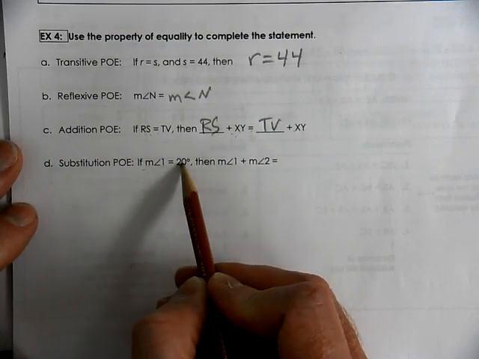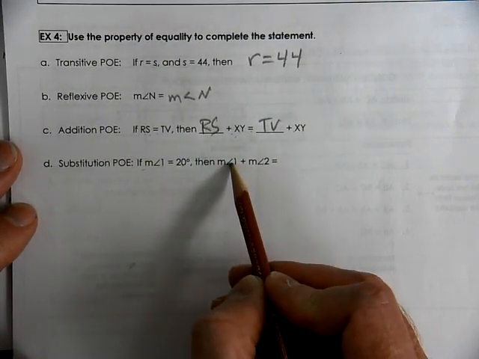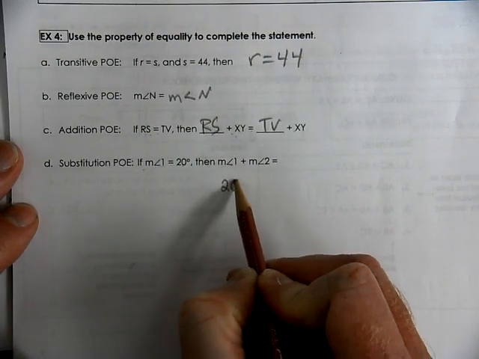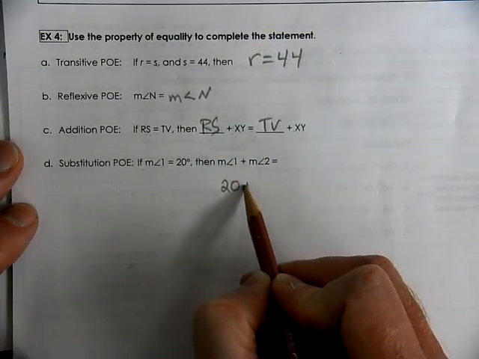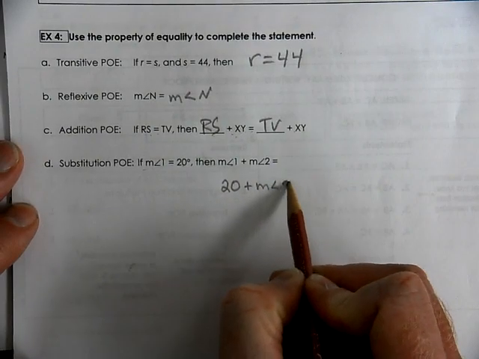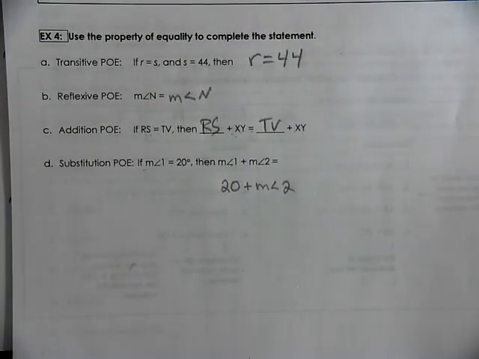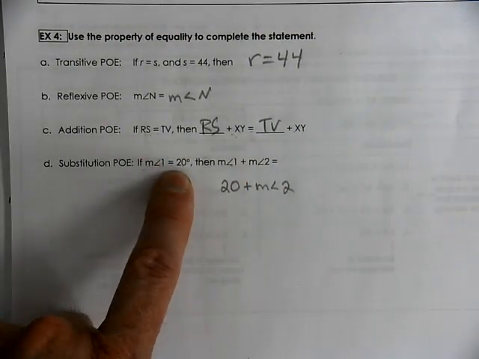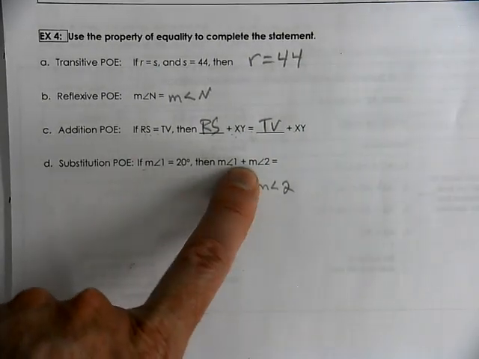Here we have the measure of angle 1 is 20. Here's the measure of angle 1. So we're going to substitute that value in for the measure of angle 1. And now we know that 20 plus the measure of angle 2. Now typically we'd have more to talk about. That's going to equal something, and then we can go ahead and do the algebra. But that's the substitution. That's plugging in your 20 for an expression.